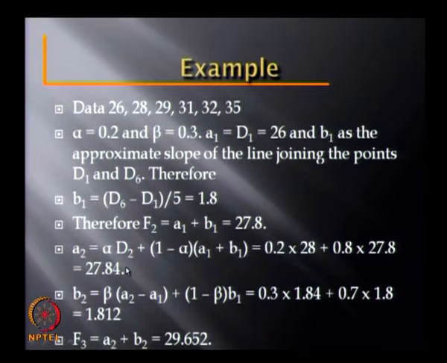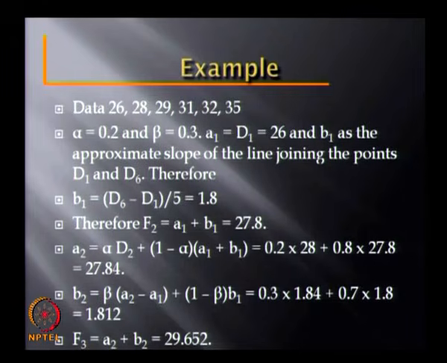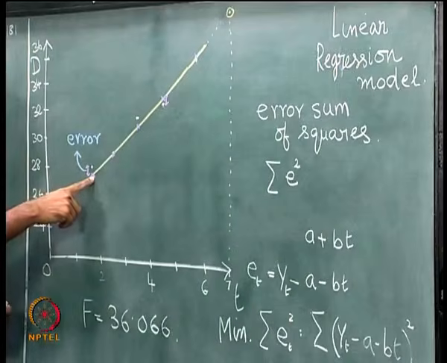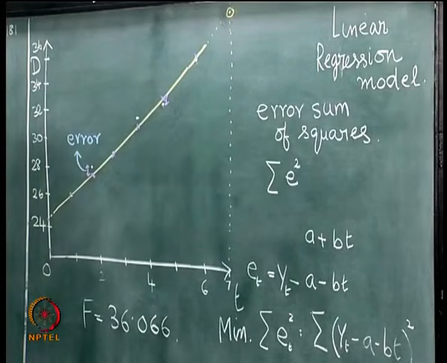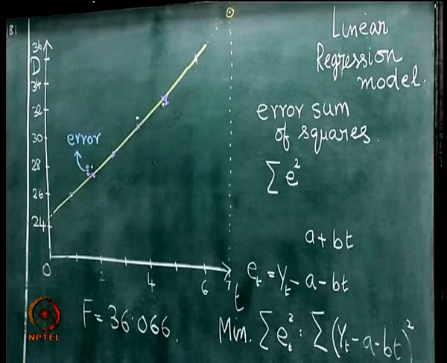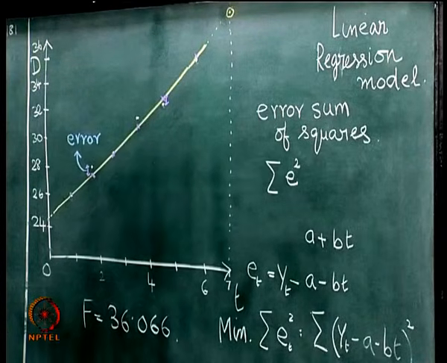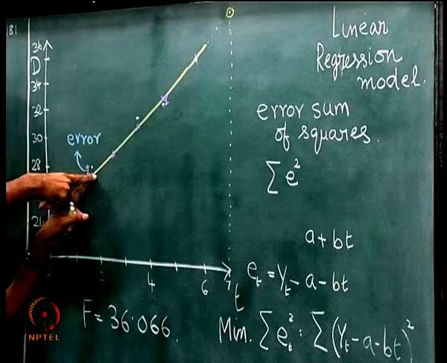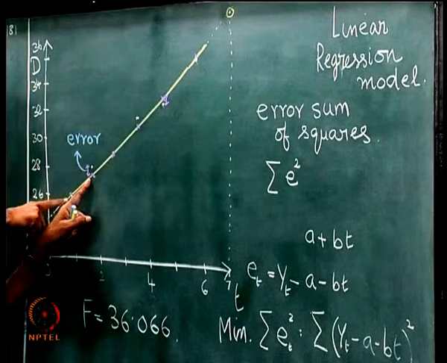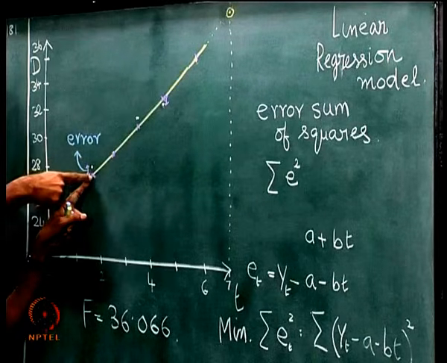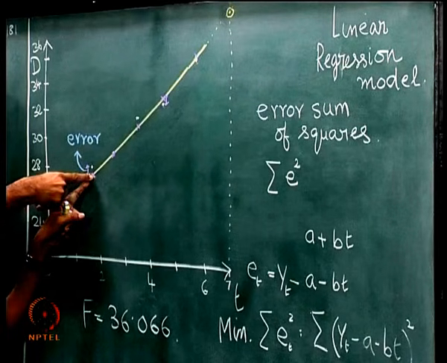So, the result becomes 27.84. When we apply the Holt's model, the white one is 28, which is the demand point, and this one is 27.84. So, we got 27.84 here. The slope at this point was assumed to be 1.8. Here it is now calculated using exponential smoothing.